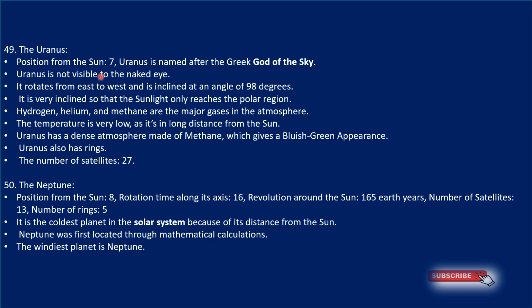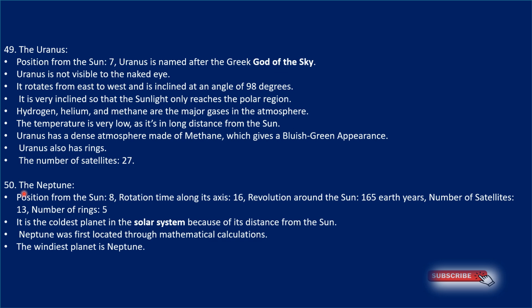Uranus. Position from the Sun is 7. Uranus is named after the Greek god of the sky. Uranus is not visible to the naked eye. It rotates from east to west and is inclined at an angle of 98 degrees. It is so inclined that sunlight only reaches the polar region. Hydrogen, helium and methane are the major gases in the atmosphere. The temperature is very low as it's a long distance from the Sun. Uranus has a dense atmosphere made of methane, which gives a bluish green appearance. Uranus also has rings. The number of satellites is 27.